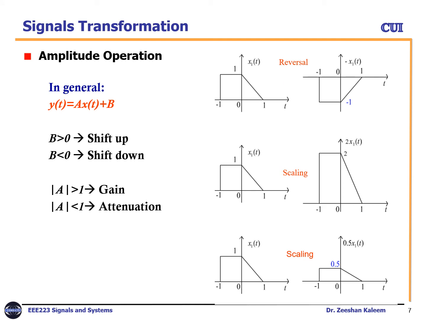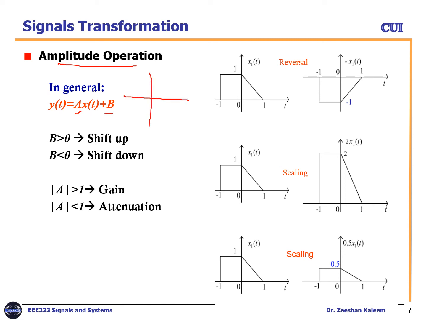There is another operation which is called amplitude operation. Previously we were doing scaling and shifting, touching inside x of t, like x2 of t, x3 of t, and so on. Now we are just multiplying this with a, which is called the amplitude factor, right? And what is b? B is just doing the shifting up and down.